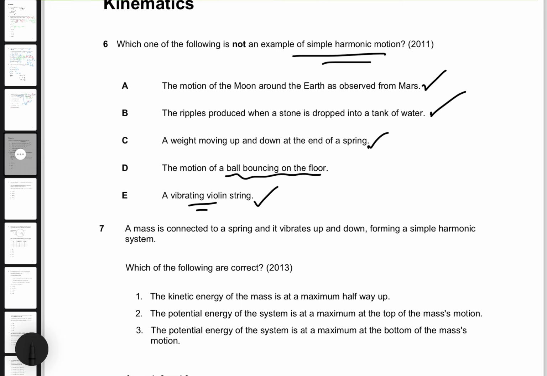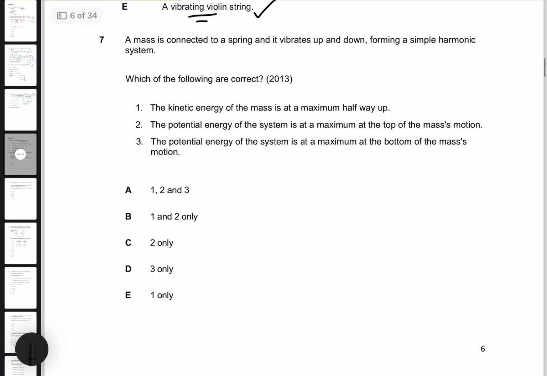But the motion of a ball bouncing on the floor is not the same, because the motion of the ball eventually is going to come to a stop. Not that the other things won't come to a stop. It's just that when you're talking about the motion of a ball, the same sort of theory cannot be applied. And you don't go back to your equilibrium position per se when you're talking about a ball bouncing on the floor. So 6 is D.